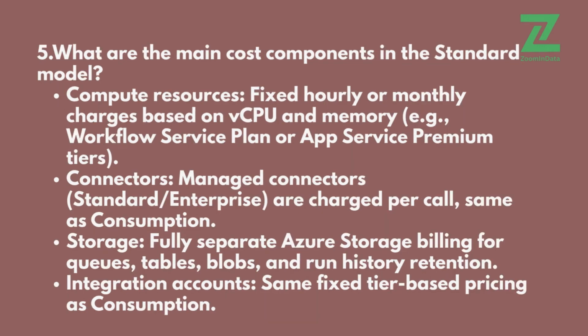What are the main cost components in the standard model? Compute resources. Fixed hourly or monthly charges based on vCPU and memory, e.g., workflow service plan or app service premium tiers. Connectors. Managed connectors, standard, enterprise, are charged per call, same as consumption. Storage. Fully separate Azure storage billing for queues, tables, blobs, and run history retention. Integration accounts. Same fixed tier-based pricing as consumption.